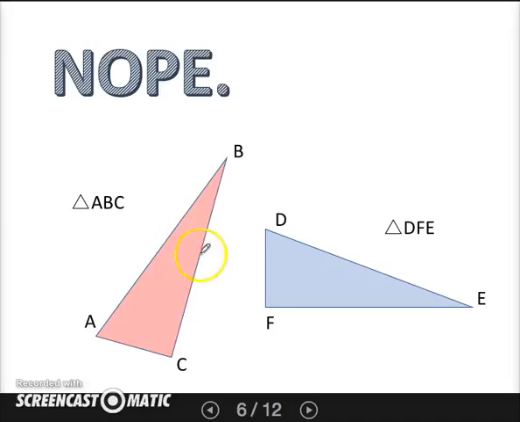We have triangle ABC here, but now we've named this triangle over here going this direction, DFE. So what we've implied by saying that these two triangles are congruent is that side AB must be congruent to side DF. AB, we're saying, is congruent to DF. Clearly, that's not true. So something's wrong with this picture, and the assertion that these two triangles are congruent is false.